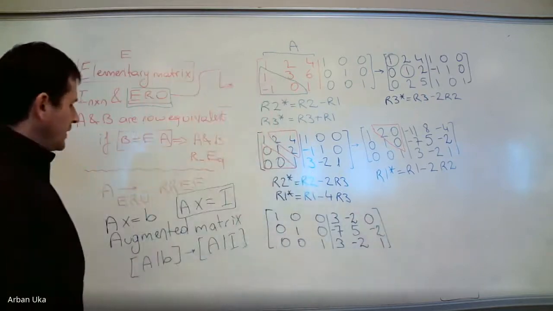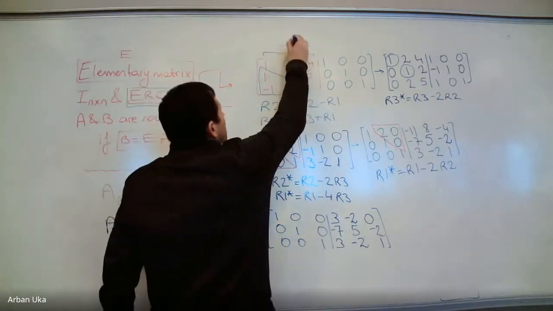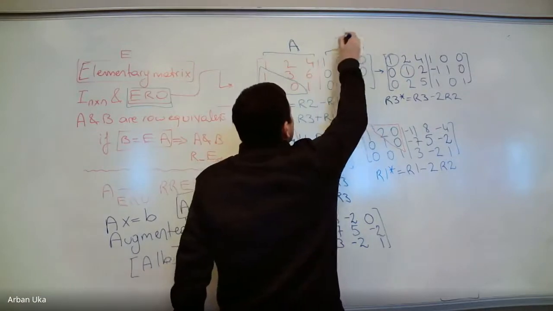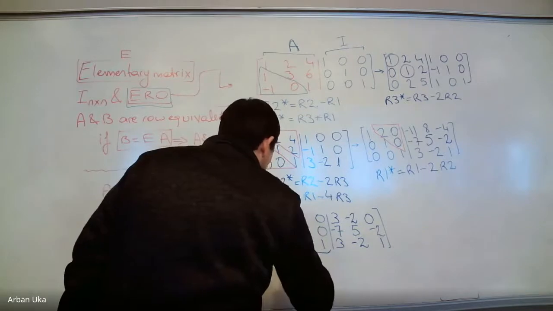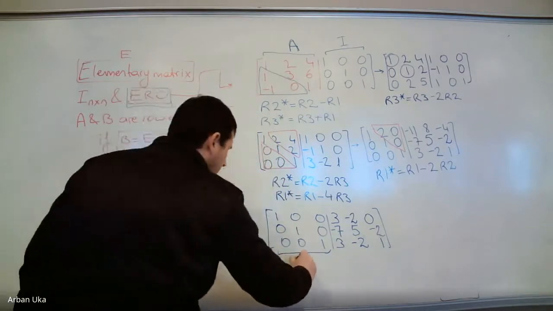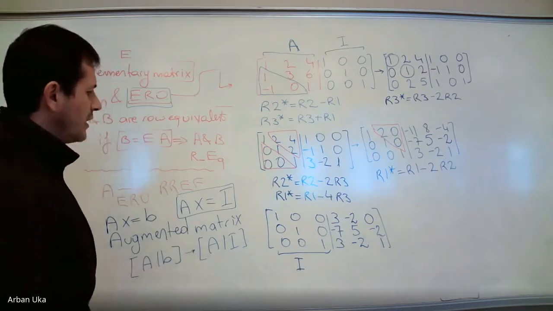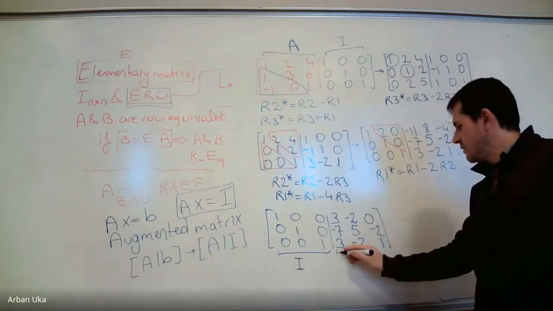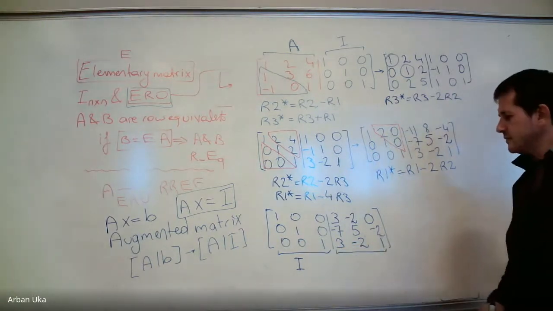Okay, so what is this? We started here with A, and this was I, and now we get here the reduced row echelon form of A. This is what our objective is. We get here I, and this one here. What is this new matrix here? How can we call this one? It's the inverse of matrix A.